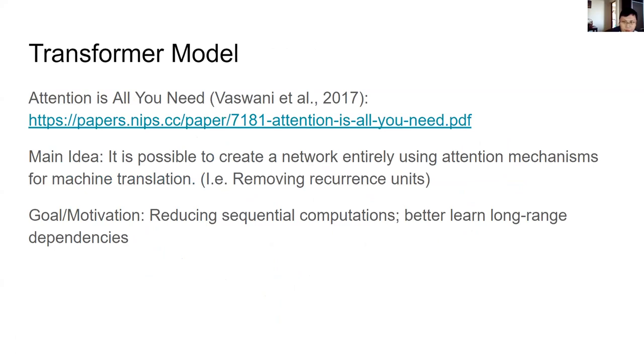Okay, so with that, as a background, the main paper that we are probably looking at today is called Attention Is All You Need. The main idea is that they want to create a neural machine translation network entirely using what they call the attention mechanism. Meaning that, like we said earlier, we totally remove any of the recurrence units, like the RNN, and we just use attention units to build a machine translation model. Some of the goals are that they want to reduce sequential computations, which we will explain in a while, and also better learn the long range dependencies across the entire text.